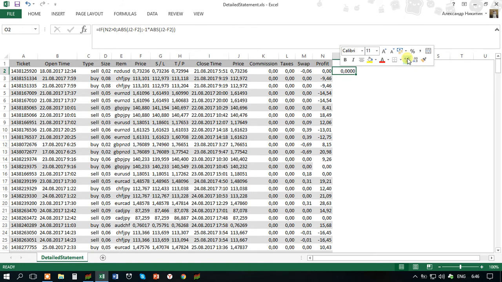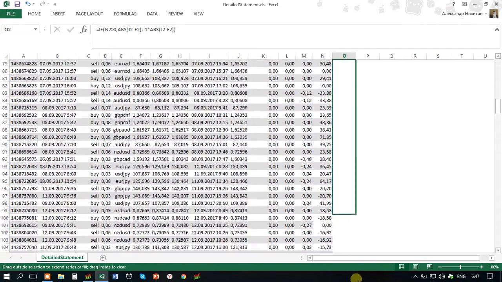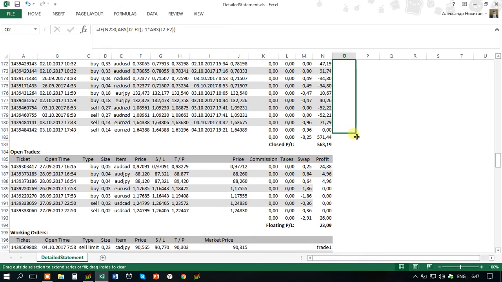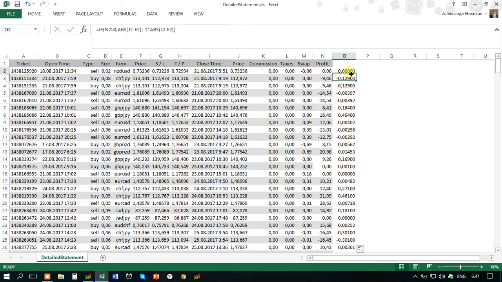Down. Let me apply this. 2, 3, 4, 5 zeros. 5-digit broker, 5 zeros. Stretch this till the end, and the formula repeats itself in every cell. Done. Okay, perfect. Now we see the amount of pips. But guys, here the amount of pips with 5-digit pairs is pretty good. But what we have to do with 3-digit pairs? Yen pairs are 3-digit pairs.